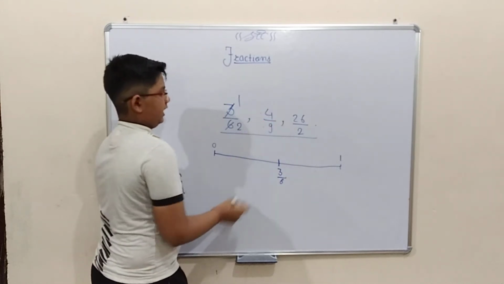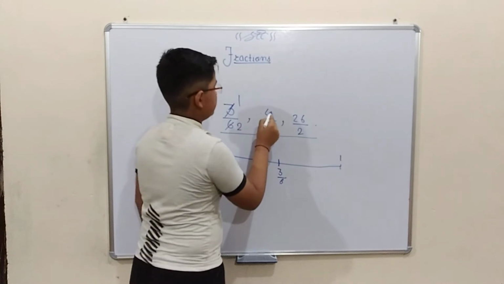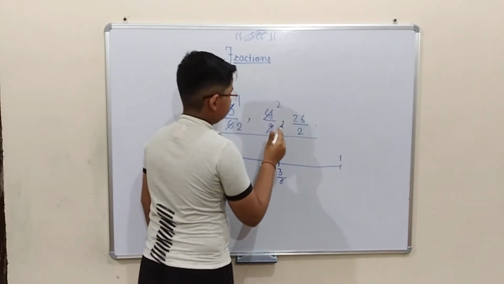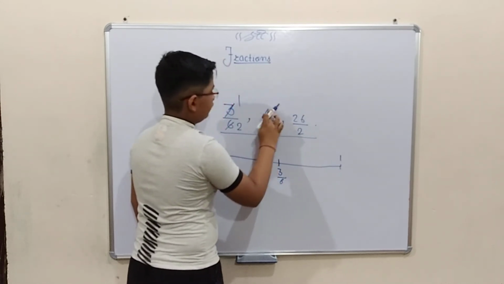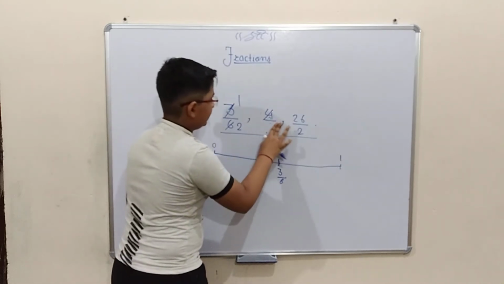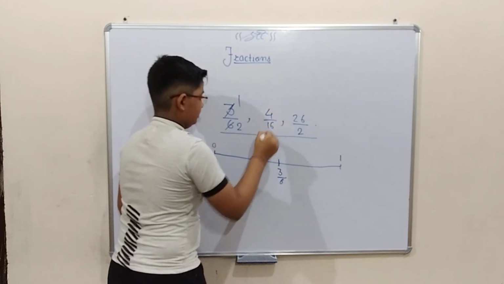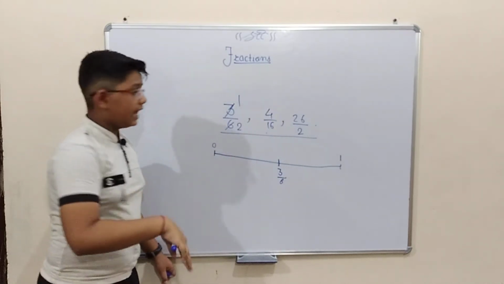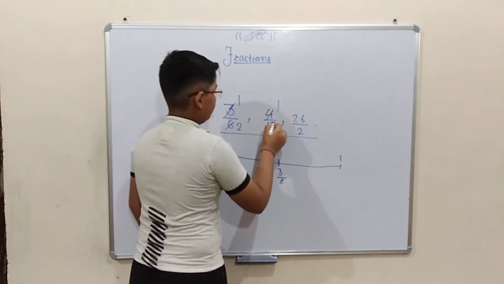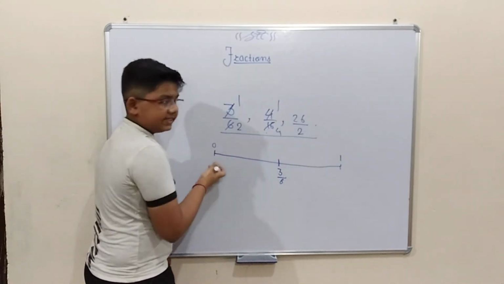Next, 4 by 9. Can we simplify it? 2 times 2 is 4, and 4 by 9. We can't simplify it, sorry. Then we will take another fraction. Let's say 4 over 16. If we take 4 over 16, it can be simplified. 4 times 1 is 4, 4 times 4 is 16. So 1 over 4. Now, where does it lie?